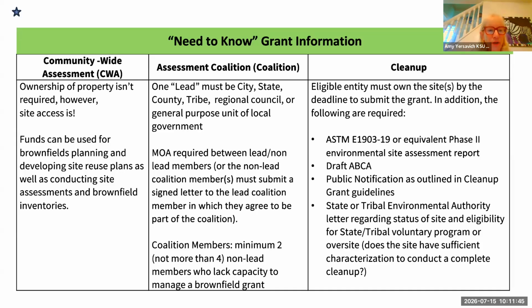The assessment coalition, as John mentioned, has one lead that has to be a city, state, county, or tribe, regional council, or general purpose unit of local government. And the non-leads haven't had a grant before. And you can have 2 to 4 of those.